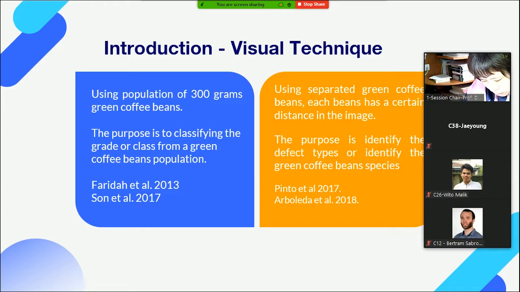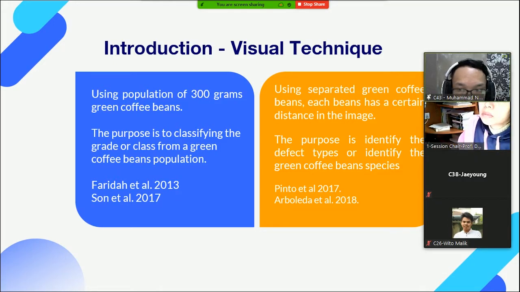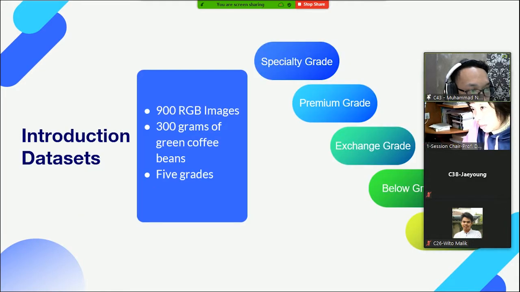In the visual technique approach, there are two techniques. The first technique uses a population of 300 grams of coffee beans, with the purpose of classifying the grade of the coffee bean population. The second technique uses separated green coffee beans, with each bean at a certain distance in the image, with the purpose of identifying defects or the coffee bean species.